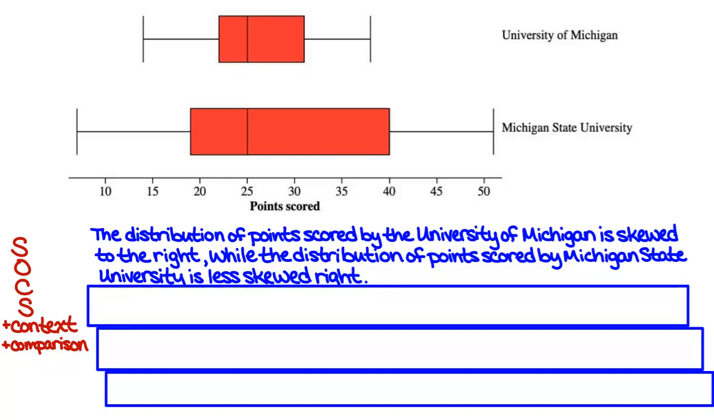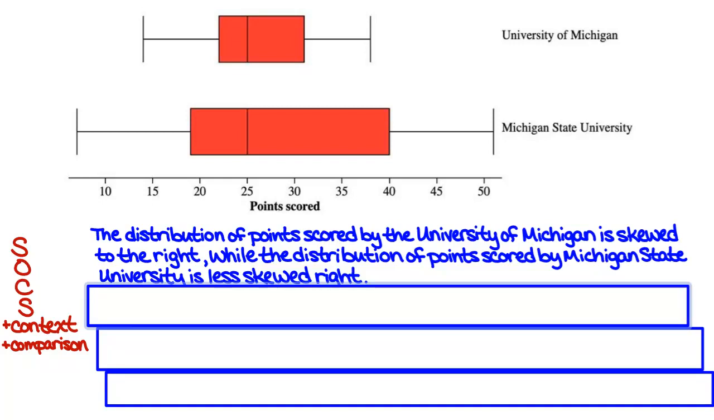So context is super, super important. University of Michigan is skewed to the right. Distribution of points scored by Michigan State is less skewed right. Michigan State University, no, it is more skewed right. I need to change that to more, sorry. I'll do that here in a second.